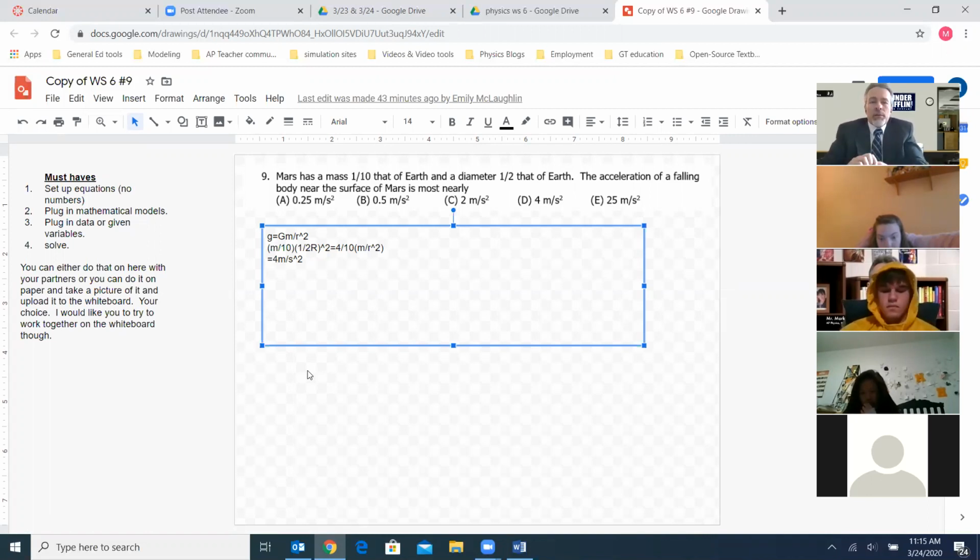Here's the reason why I think it's important that you don't do that. Notice that she did not do that in her solving here. She didn't plug in the mass of the Earth at 5.98 times 10 to the 24th. She didn't plug in what the radius was in meters for Earth. All she did was plug in M over 10, because the mass is 1/10 that of Earth.